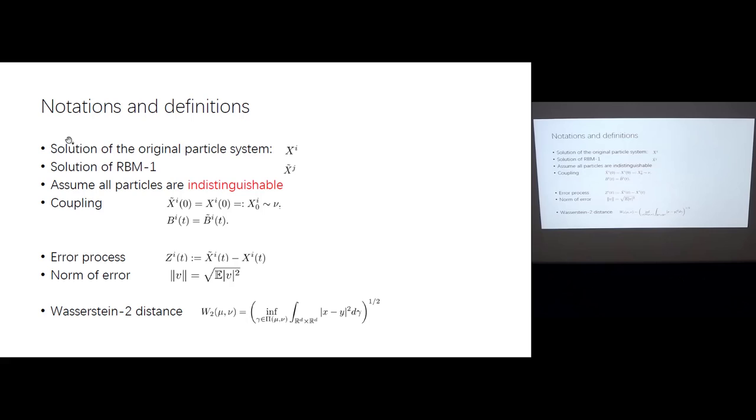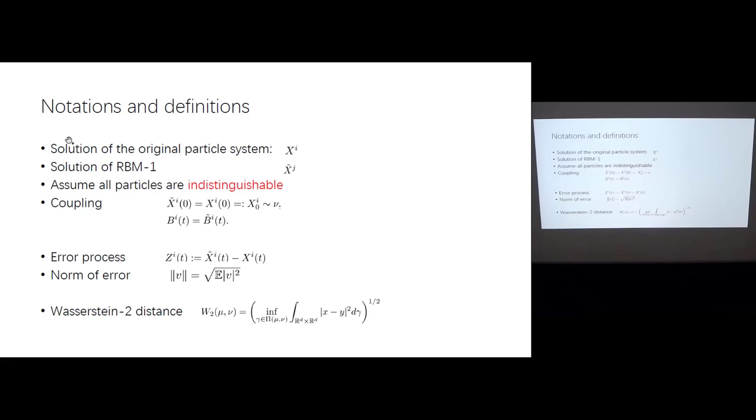So this is our error. The error is just the difference between the two solutions, the numerical particle and the analytic particle. We take the L2 norm because these are vectors, and take the expected value. If you want to compare with the mean field limit, we also use the Wasserstein-2 distance. Once we have this error, we automatically get the same error for this distance, just by definition.